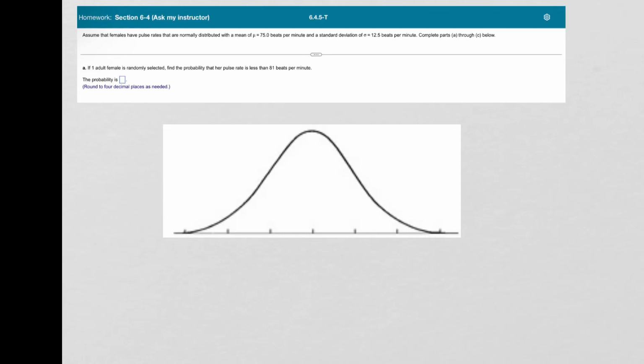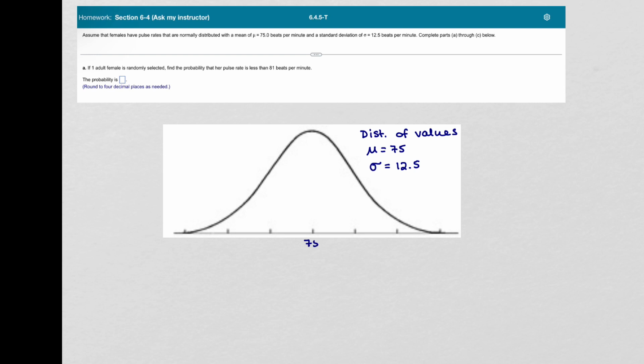In this problem, it says to assume that females have pulse rates that are normally distributed with a mean of 75 beats per minute and a standard deviation of 12.5 beats per minute. So here we have our normal distribution, and we are looking at the distribution of individual values of pulse rates in this particular case. The mean, they said, was 75, and standard deviation, which measures spread, is 12.5.